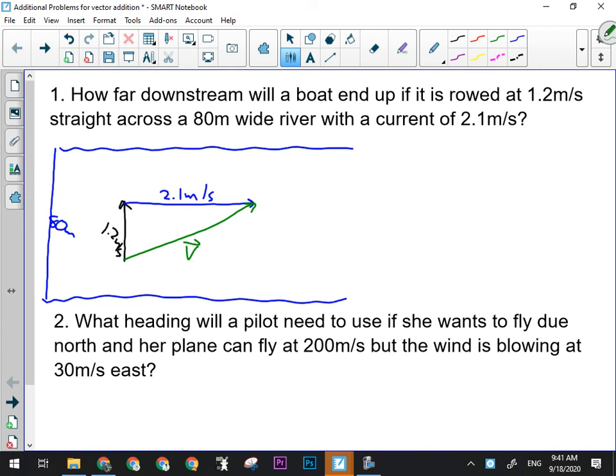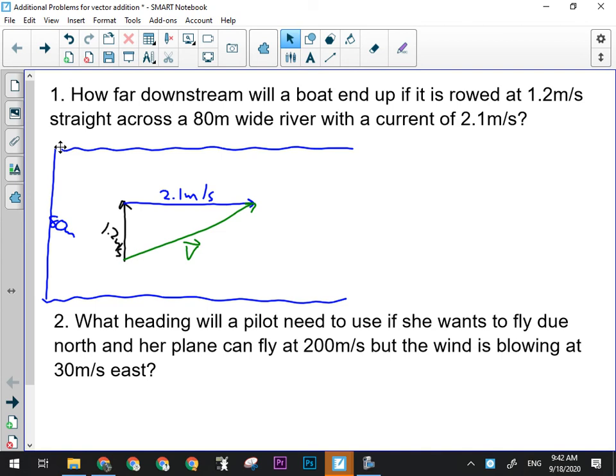Now, it ends up that in this question, I don't actually need to calculate my resultant velocity. This question wants to know how far downstream I end up, not how fast I'm going. So, if I'm rowing across the river at 1.2 meters per second, and the river's 80 meters across, what can I figure out with those two numbers? Time. Okay? I can figure out how long it's going to take me to get across the river.